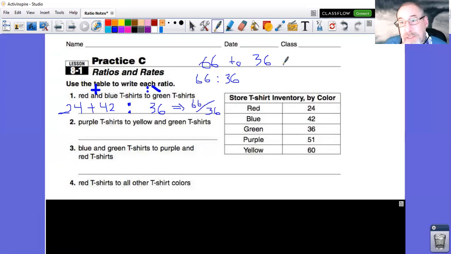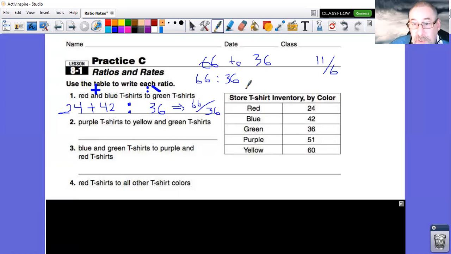So if we divide by 6, that would be 11 to 6, which is the same ratio. All of these are the same, telling us we have this many red and blue t-shirts to this many green t-shirts. All right.